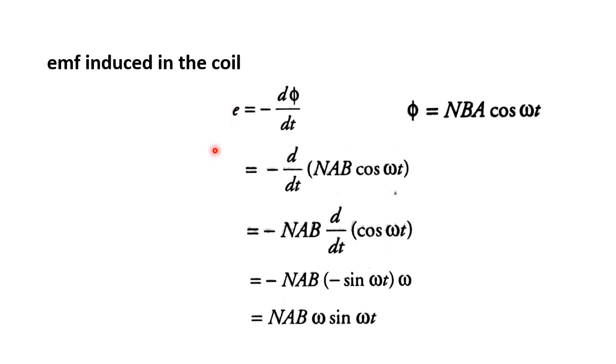So here the EMF depends upon the angle theta and as well as time. Many factors affect the EMF induced in the coil. That depends upon the number of turns. If the number of turns is high, then the EMF induced will be high.